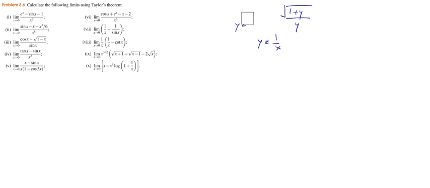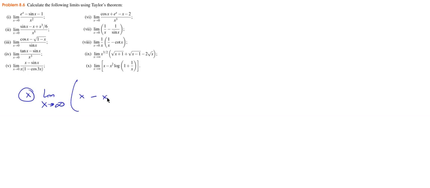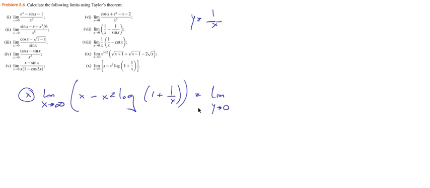And then let's do the final one. Again, we have a limit when x goes to infinity, this is number 10, of x minus x squared times the logarithm of 1 plus 1 over x. And again, we don't know how to approximate these functions when they go to infinity. Well, we could, but the approximations that we have learned are mostly centered about 0. So this is the limit when y goes to 0 of 1 over y minus 1 over y squared times the logarithm of 1 plus y.